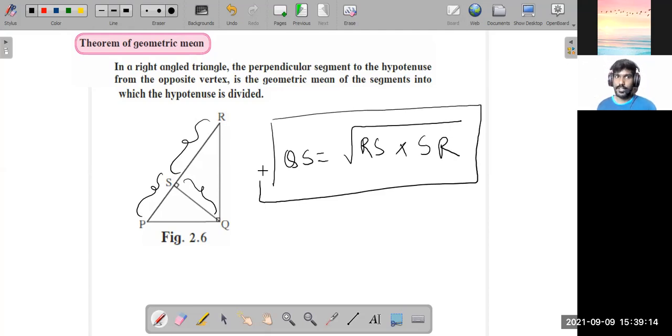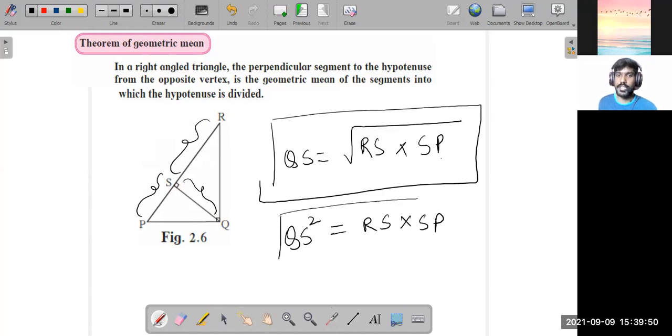Is this clear? Did you understand this? You said it so fast. This QS... Okay, fine, got it. Not QS square root, only the length of... Okay, fine, got it. This is also RS and SP, right? Yeah, sorry. RS and SP, QS. Sometimes this is also written as QS square is equal to RS into SP. But both mean the same.